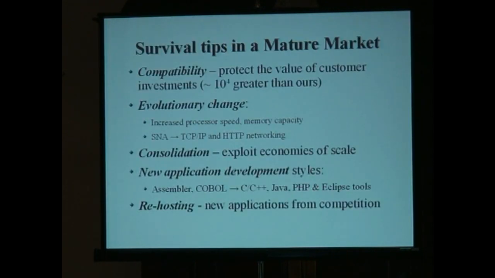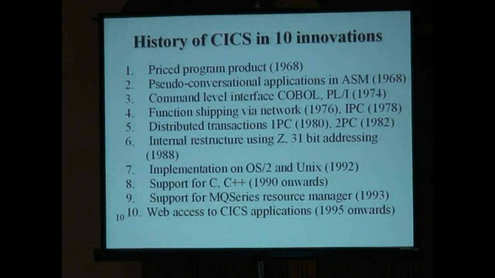Right, now, excuse me, I've done it again. Right, so history of CICS and 10 innovations. As Andy said, CICS was one of IBM's 3 first priced program products in 1968. In fact, the others were CICS, IMS, and a product called GIS that was a reporting program that everyone's completely forgotten about. CICS and IMS are still alive, and IBM very reluctantly agreed to price its software to allow some of the competitors a market.